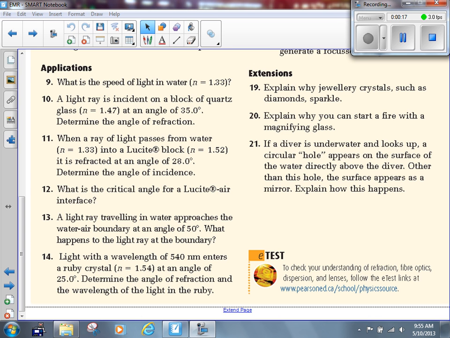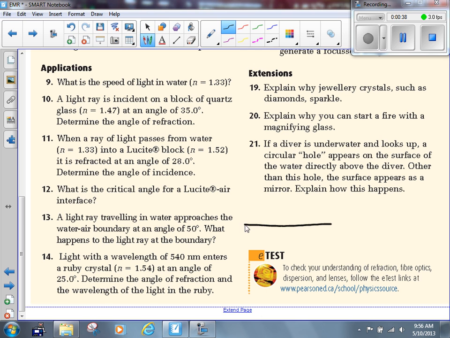It says, a ray of light traveling in water approaches the water-air boundary at an angle of 50 degrees. What happens to the light ray at the boundary? So we're not necessarily looking for an angle of refraction here, although you could have calculated that. They're only looking for kind of a qualitative analysis of what happens here. This light ray in water approaches a water-air boundary. So let's draw it out, see if we can figure out what happens.